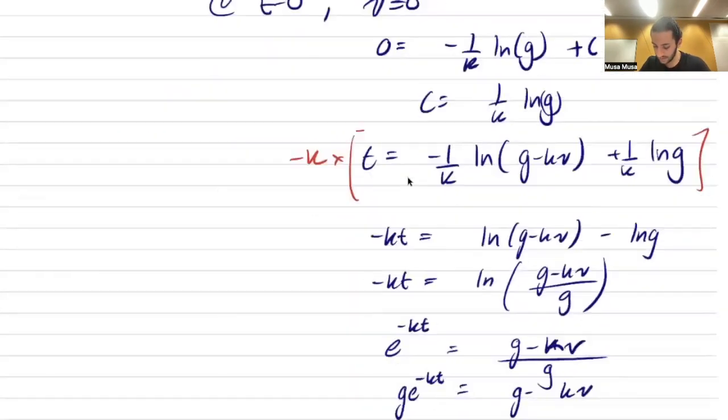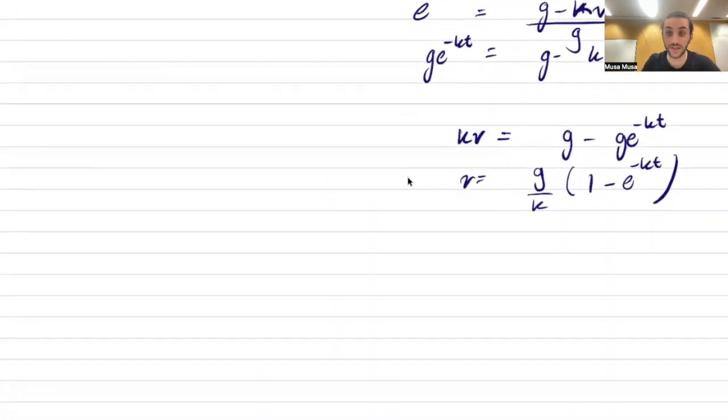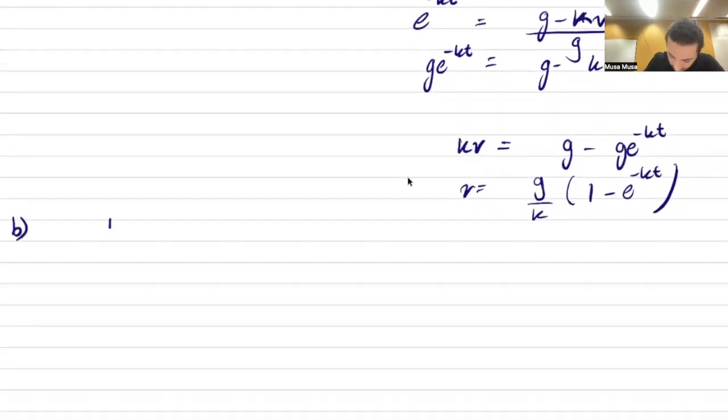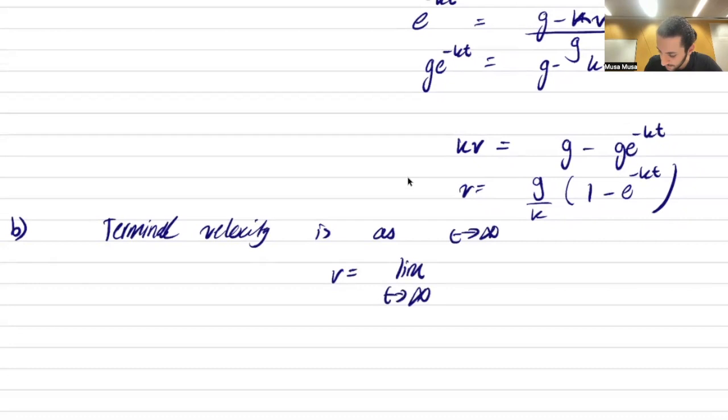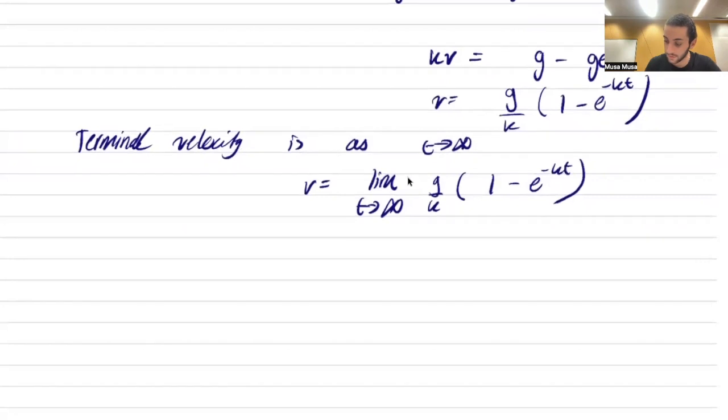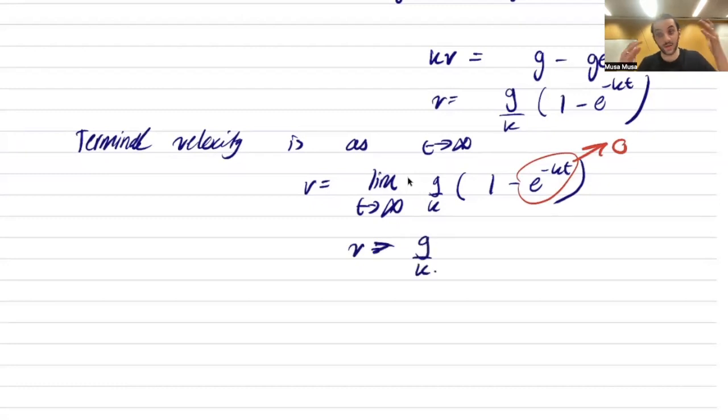Now, what can we tell? Terminal velocity is as t approaches infinity. So this is part B. What happens to our velocity equation as I take the limit as t approaches infinity? First of all, this is a negative exponential, so that's going to approach 0, isn't it? As the powers get a greater negative number. So velocity approaches g on k. Okay, so that's one way of doing it.